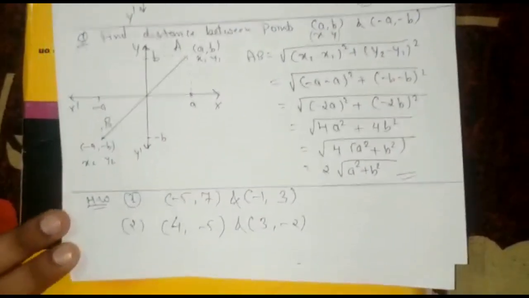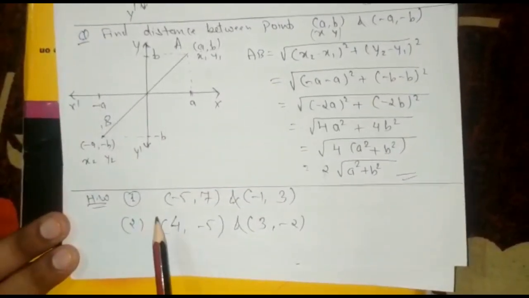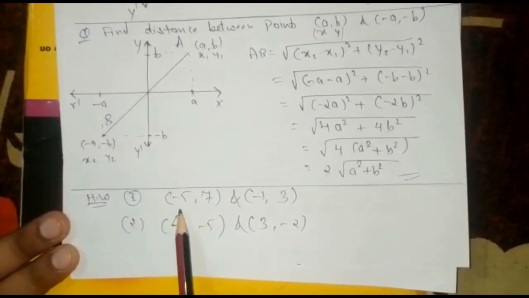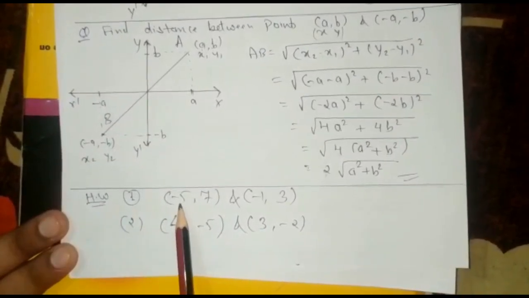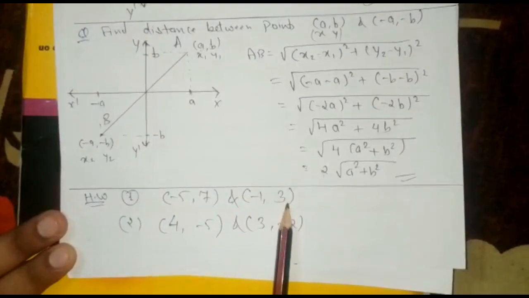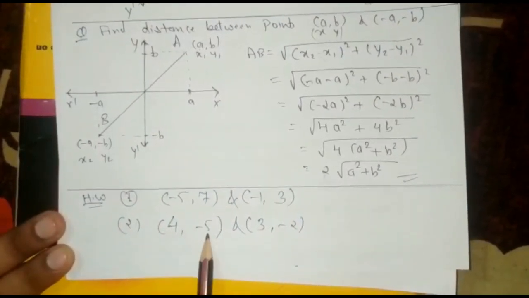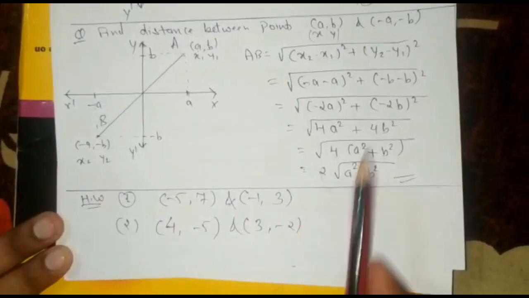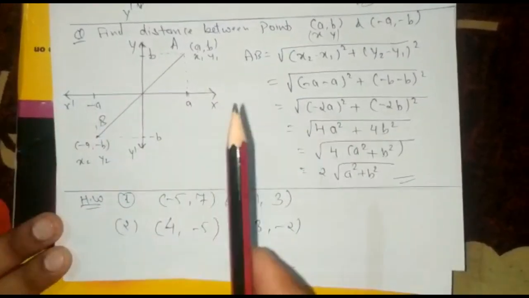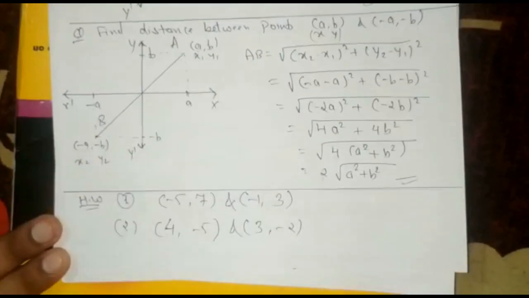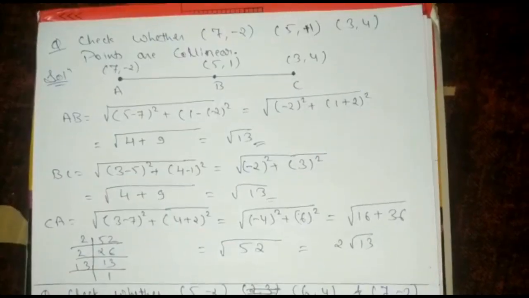Here are two questions for you to work on at home as homework. Find the distance between the points (-5, 7) and (-1, 3). The second question is to find the distance between the points (4, -5) and (3, -2). You can solve them in the same way as explained in the previous two questions.